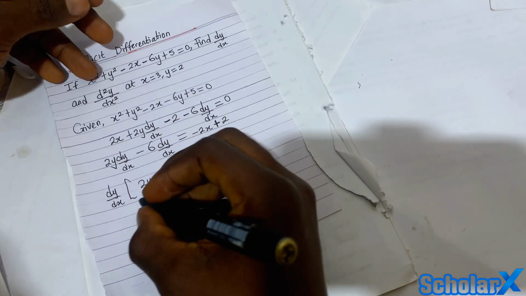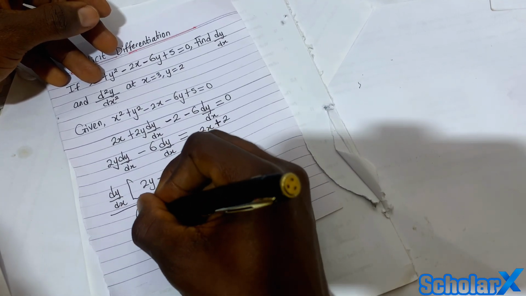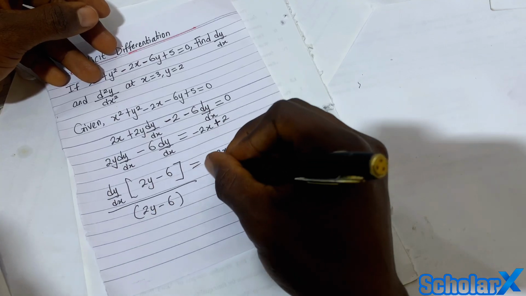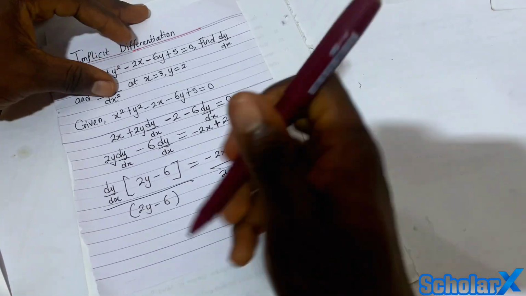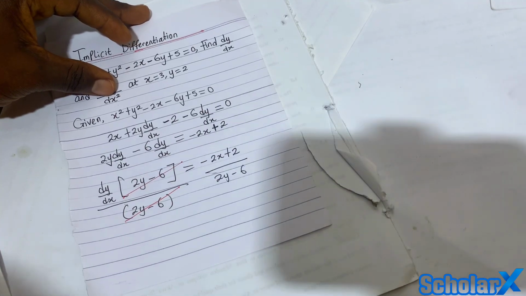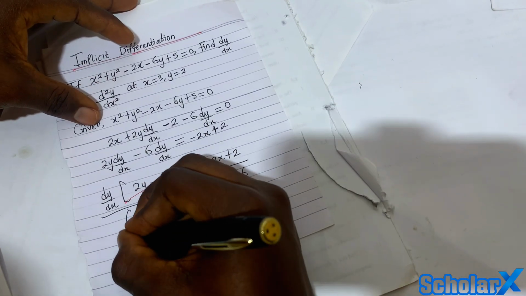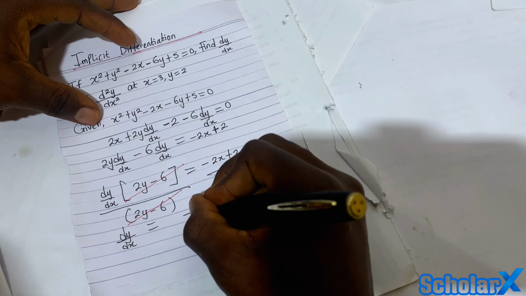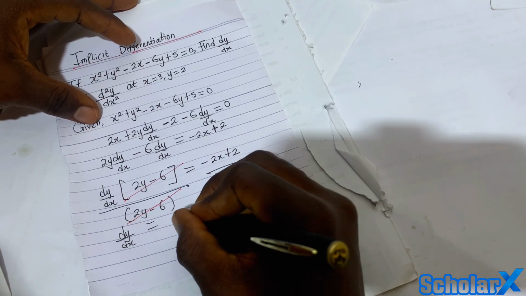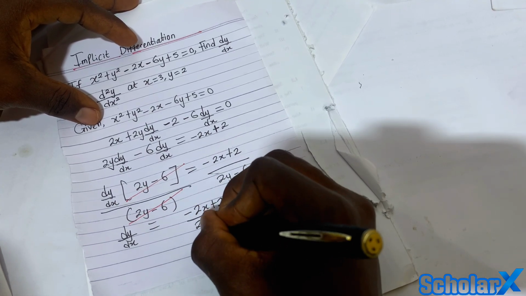All right. So now we're going to divide both sides by 2y minus 6. Now, if you notice, this eliminates this from here. So we now have that dy/dx is equal to minus 2x plus 2 over 2y minus 6.